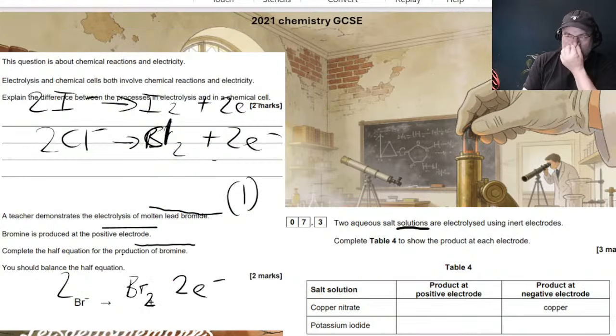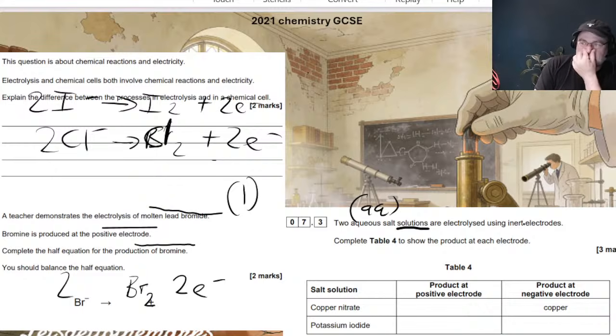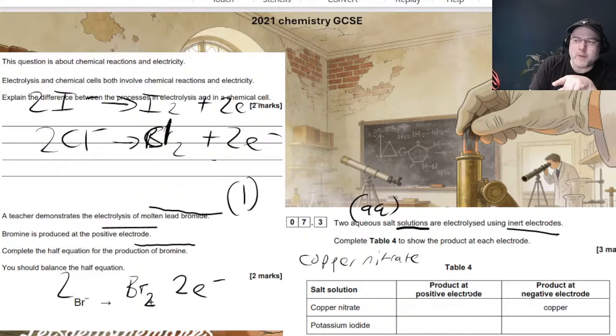And here we go. 2 aqueous solutions. So we know we're dealing with solutions, because we see that aq, electrolyzed using inert electrodes, unreactive that means. Show the product at each electrode. So I've got copper nitrate. What is coming off? If I have copper nitrate, what's coming off at the positive electrode? They've told me copper's coming off at the negative. Am I going to write nitrate? What am I going to write?